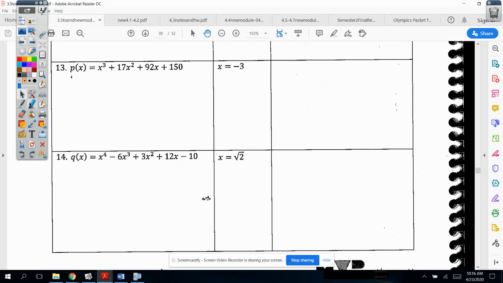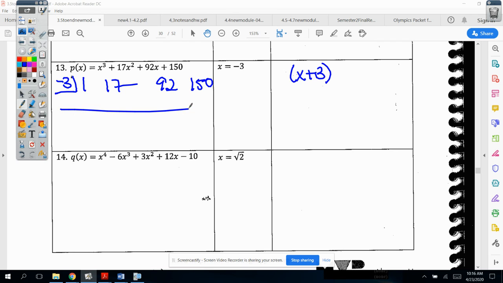Okay, on this one, if x equals negative 3 is a root, then x plus 3 is a factor. I can put that negative 3 in the box because we always put the opposite of the constant in here, or you put the 0 in the box if you want to think of it that way. 1, 17, 92, and 150. Drop the 1 and party. You multiply, you add, you multiply, you add, and you multiply, and you add. Okay, so there's the 0, remainder, number, x squared.